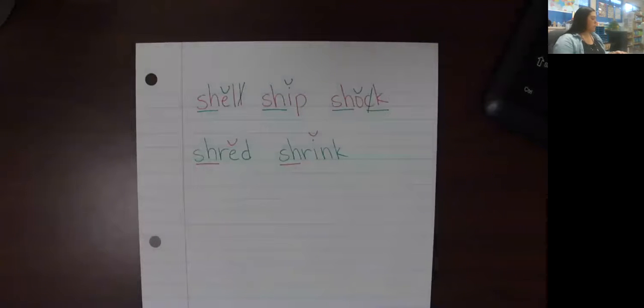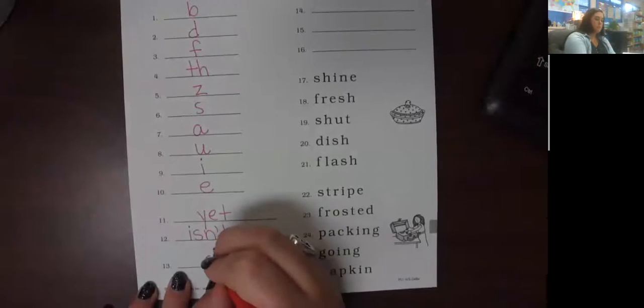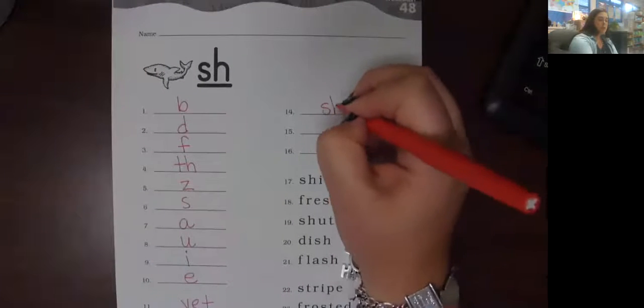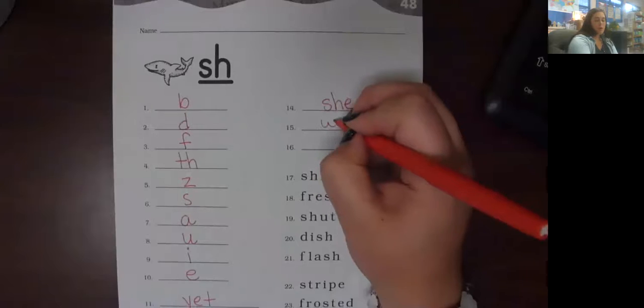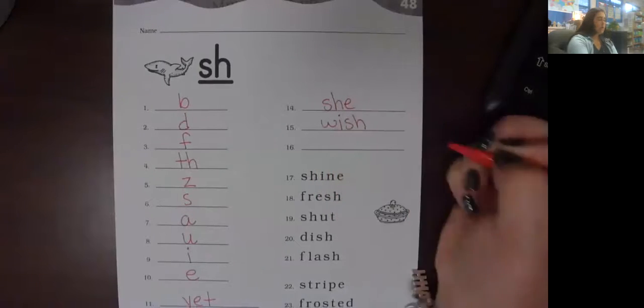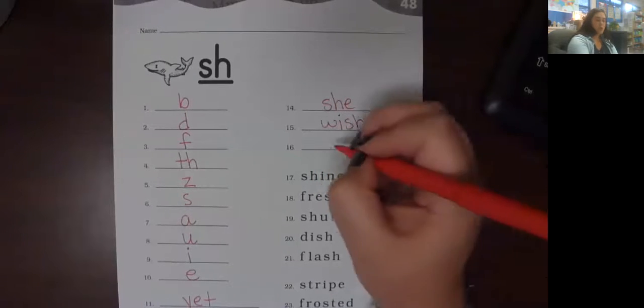All right, then we're going to come back to our page here, and down on number 13, we're going to write digraph SH. And then on 14, we're going to spell the word she. 15 is wish, w-ish. And 16 is rush.